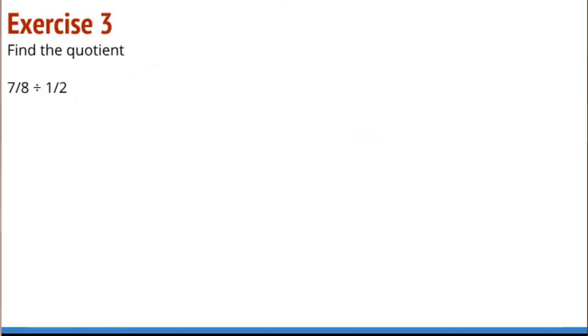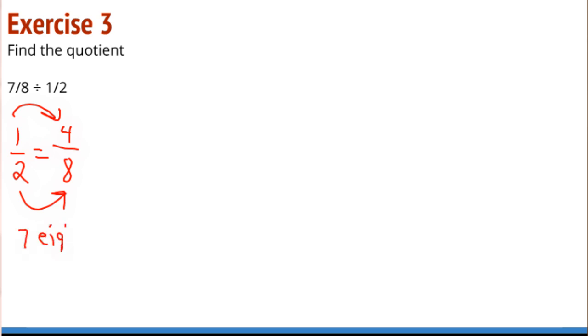All right, taking a look at exercise 3, 7/8 divided by half. Once again, I don't have common denominators, but I know that 8 is a multiple of 2. So I can scale this half up to have a denominator of 8. Multiply it times 4, multiply it times 4. I've got 4/8, so I've got 7/8 divided by 4/8. The 8s will cancel, and I've got 7 divided by 4.